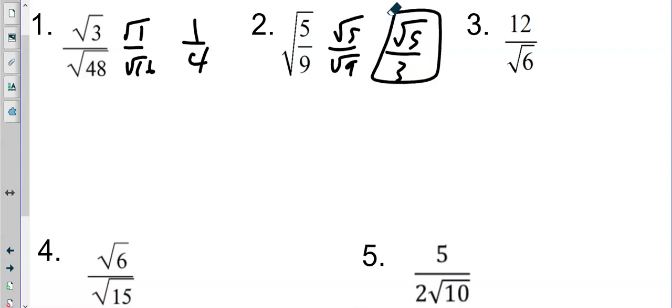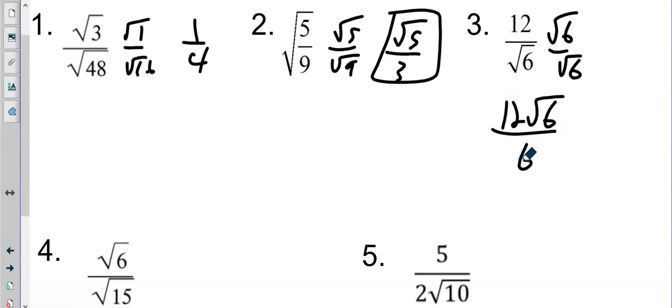All right. Now in this one, you might be tempted to say, hey, can I divide the 6 into 12? No, because the 12 is an outside number, the 6 is an inside number. So on this one, I do have to rationalize. On the top, I simply get 12 radical 6. On the bottom, I get 6. But remember, that reduces. 6 goes into 12 2 times. Radical 6 tags along.